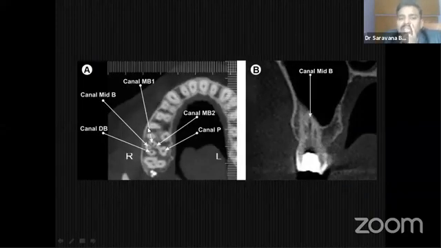Okay, look at this case. How many canals are in this tooth number 16? Look at the mesio-buccal canal. This is MB1, and just lingual to the mesio-buccal is the second canal.